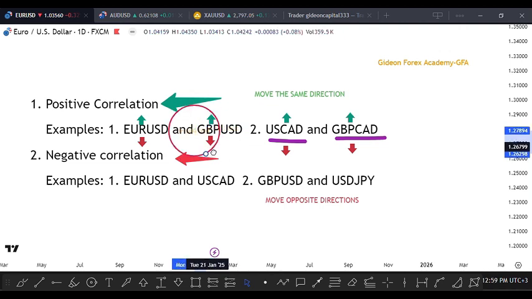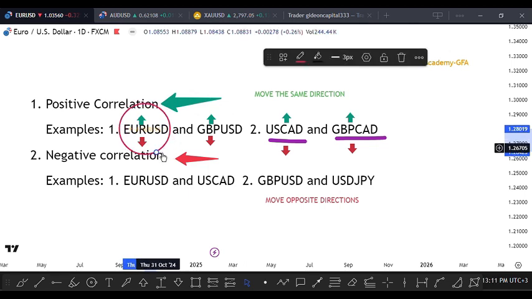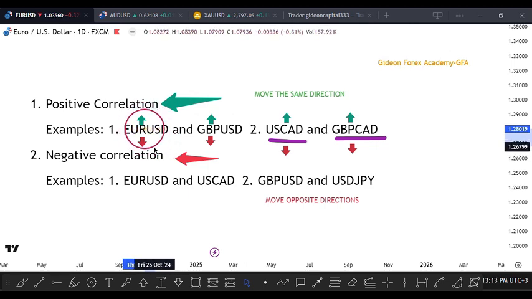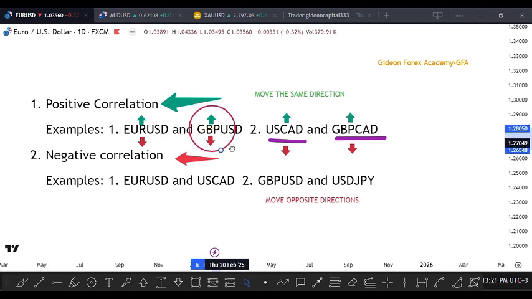Never trade pairs which have a positive correlation at the same time. Don't open multiple positions for both of them. The best thing to minimize the risk, you choose only one of them. You can choose to trade Euro USD and leave out GBP USD. That is the best thing to do. For example, you can choose here Euro USD and leave out GBP USD, or you choose GBP USD and leave out Euro USD. Don't trade them at the same time.